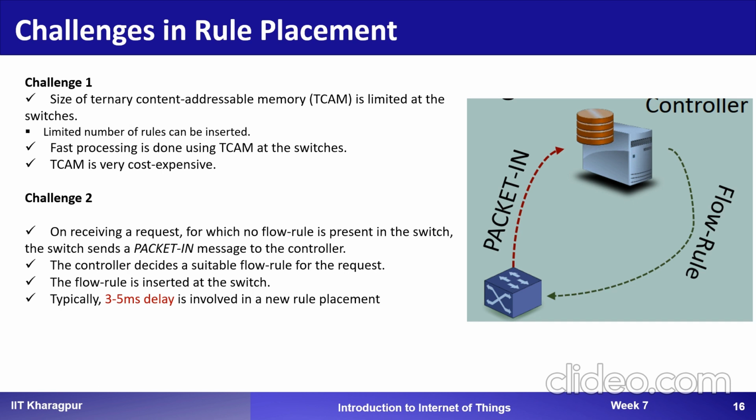it sends a packet-in message to the controller. So basically if a particular rule is not present at a switch, that switch is not able to decide where exactly to send the data. For example, data is coming to a switch from an unknown sender, right? For that data, your switch is unable to decide what to do. Since your controller has the idea of the complete network, the switch has to interact with the controller and get the flow rule from it. So for getting the flow rule, it sends a packet-in message to the controller. The controller decides a suitable flow rule for the request, and the flow rule is inserted at the switch. Now typically a 3 to 5 millisecond delay is involved in new rule placement.